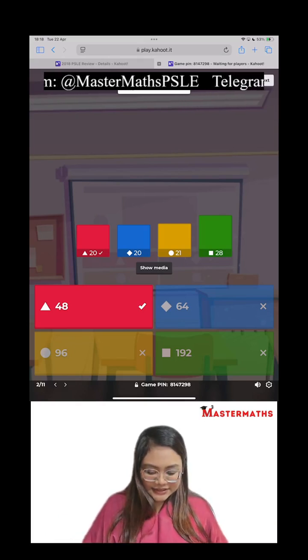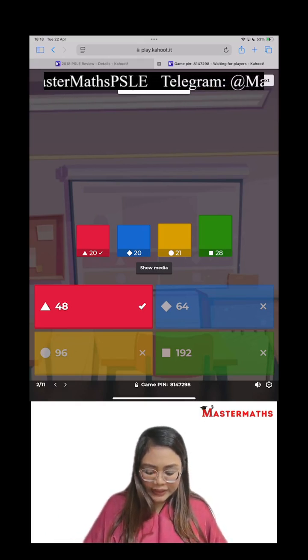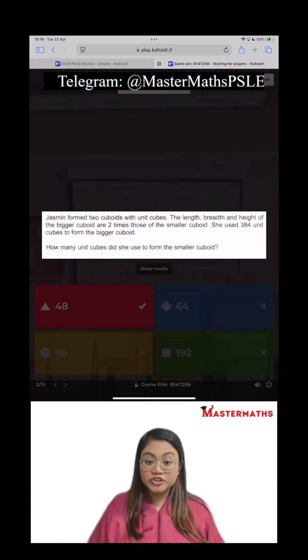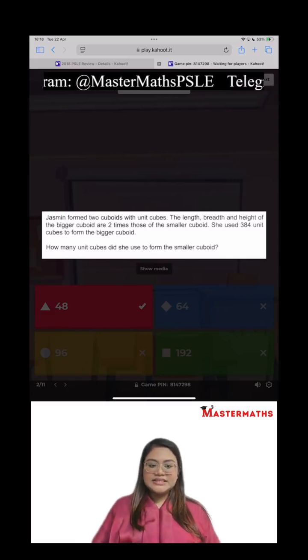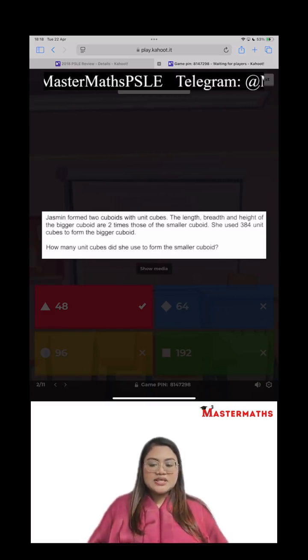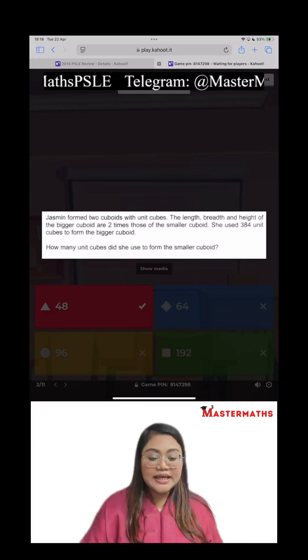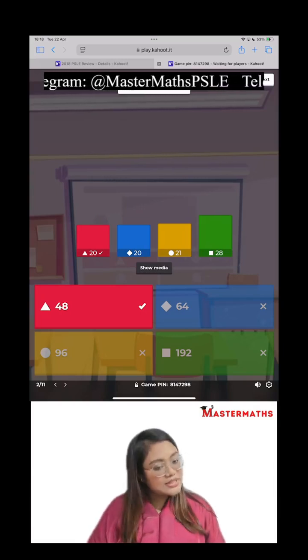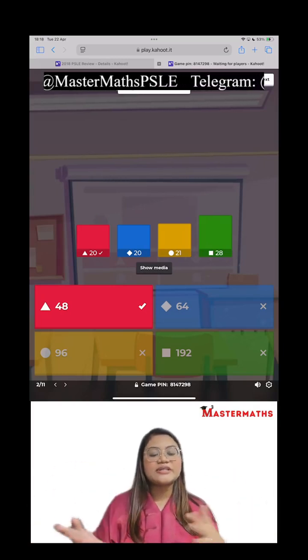Okay. Yeah, how is it so even? I have no idea also. But the correct answer is 48. I show you the question one more time. The correct answer is 48. We're going to see who's on the leaderboard and then we'll move on to the next question. Once again, all the solutions will be shared after.